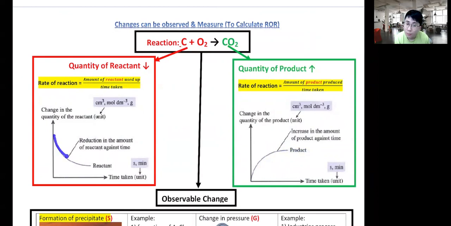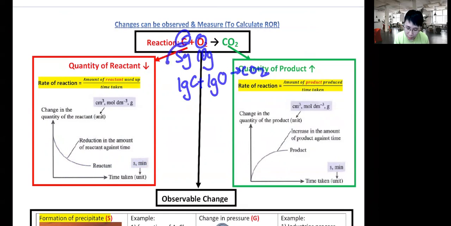You see, it drops. Eventually you will see your reactant actually fixed at one point. Why? Because there are two reactants here, right? If either one of them finishes, then your reaction stops already. Let's say here there are 5 grams and here 10 grams, so each gram of carbon will react with 1 gram of oxygen to become 1 gram of carbon dioxide. It's a very fair deal.